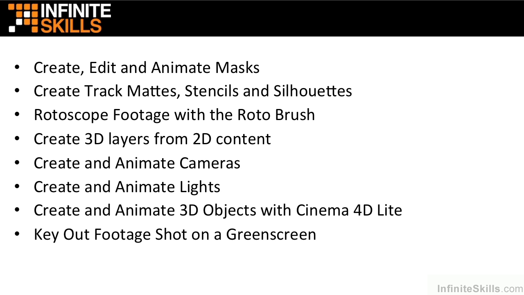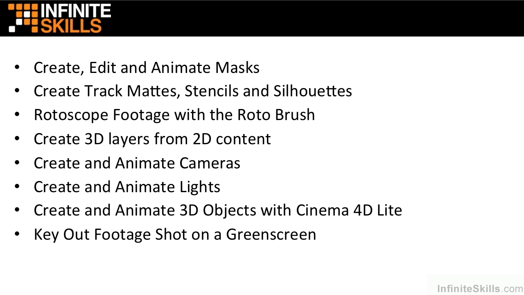You're going to learn how to create track mats, stencils, and silhouettes. These are tools for allowing you to hide and control the appearance of layers. Stencils and silhouettes allow you to use one layer to knock out or hide multiple layers below it. While track mats are commonly used in video compositing workflows and in animation to create animated reveals of video content or still images. You're going to learn how to rotoscope footage with a rotobrush.